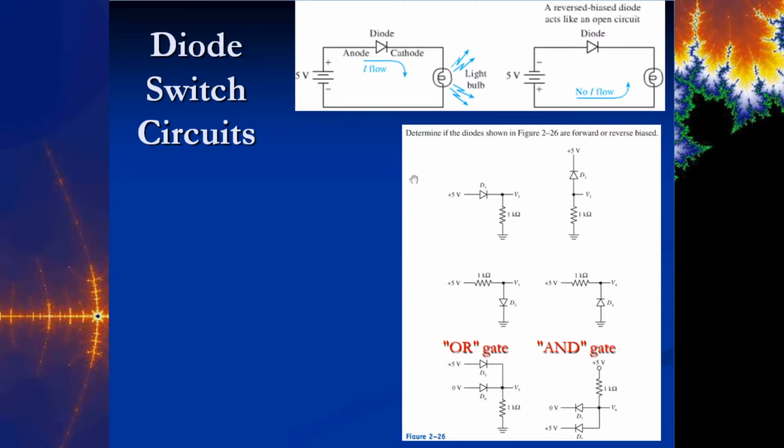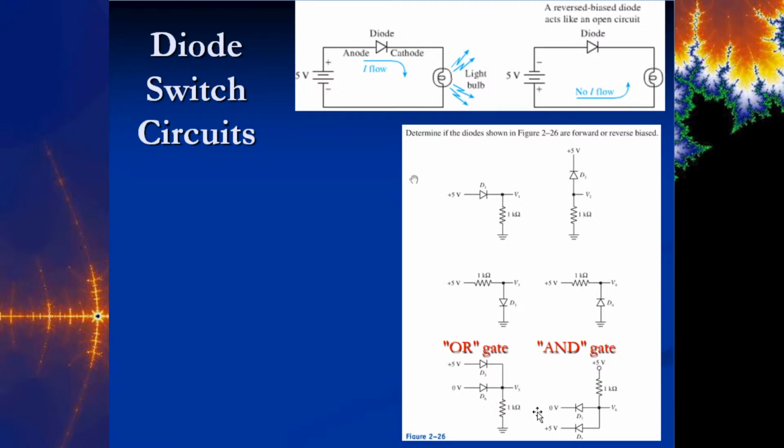It says determine if the diodes shown in figure 2.26 are forward or reverse biased. Because of the orientation of the battery, I know that the current's going to flow from positive to negative. So this first one here is in forward bias, and I have current flow, and this thing will turn on. Now that I have the battery in the opposite direction, the current's going to want to flow this way, but you can see it's going to get stopped by that diode. So I have no current flow, which means I have no illumination of this light.